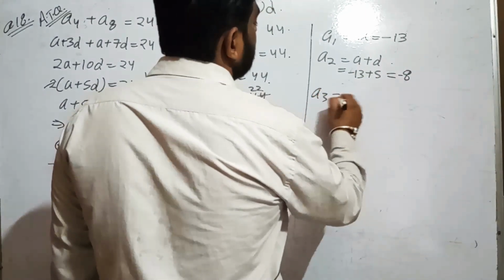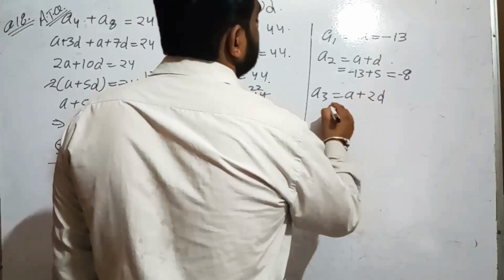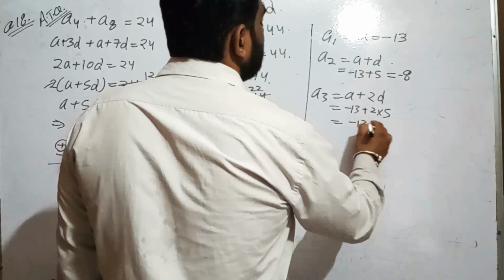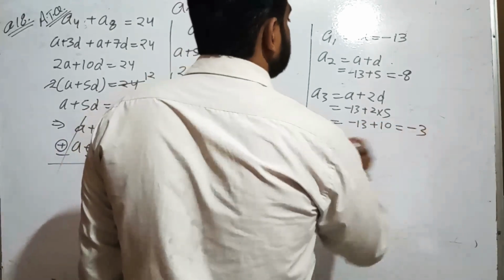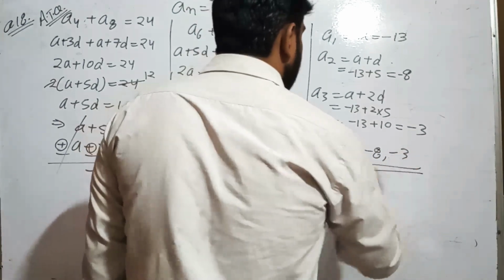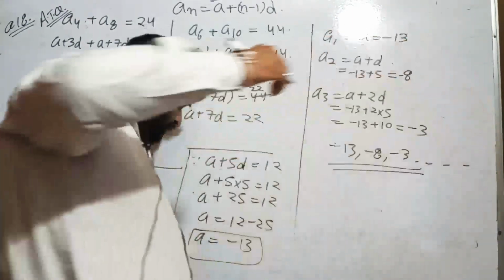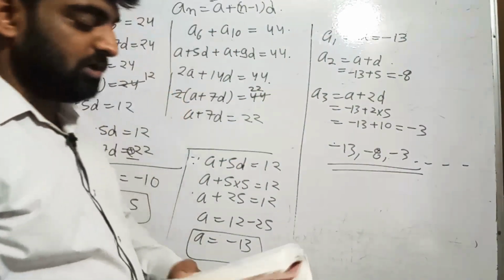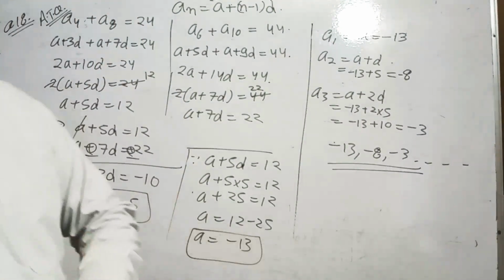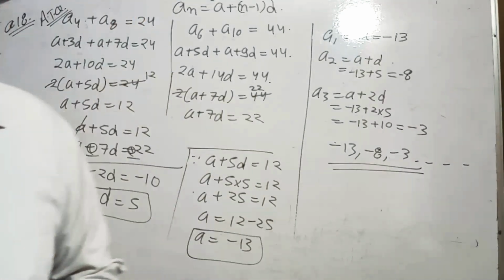So a3 equals a plus 2d, students. So minus 13 plus 2 into 5, it means minus 13 plus 10 equals minus 3. So the three terms of the AP are given as minus 13, minus 8, minus 3, and so on, students. So this is the solution of question number 18 of this exercise.